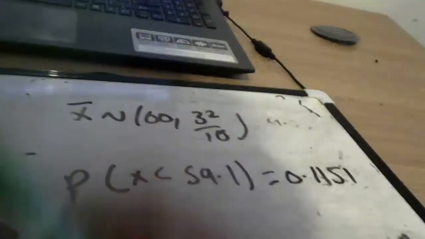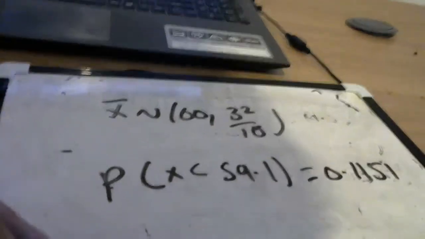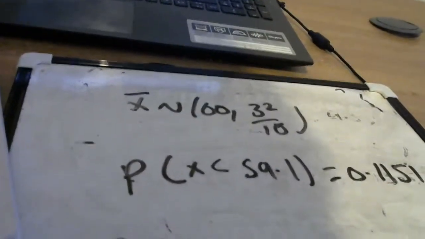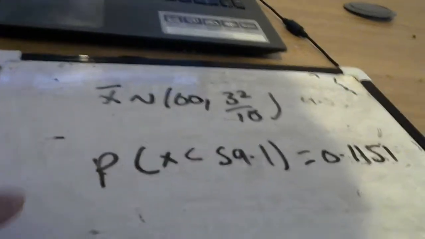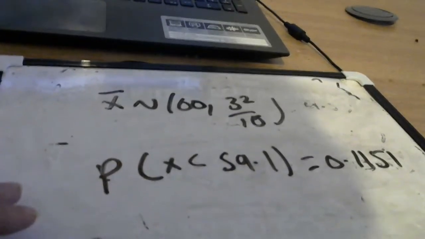Yeah? Okay, Eve wants me to go over it again. Why is it 59.1? Because that's what it is in the question. I'll read it out to you. The trading inspector takes a random sample of 16 cartons and finds that the mean amount of juice per carton is 59.1. Okay, so that's why it's 59.1.